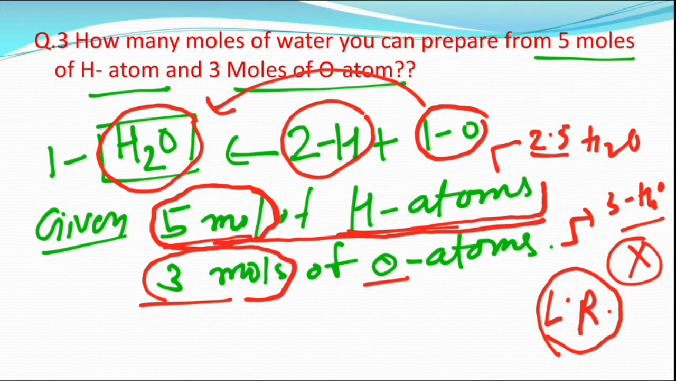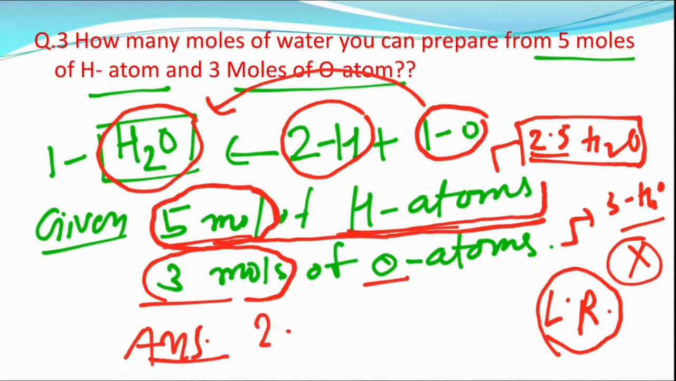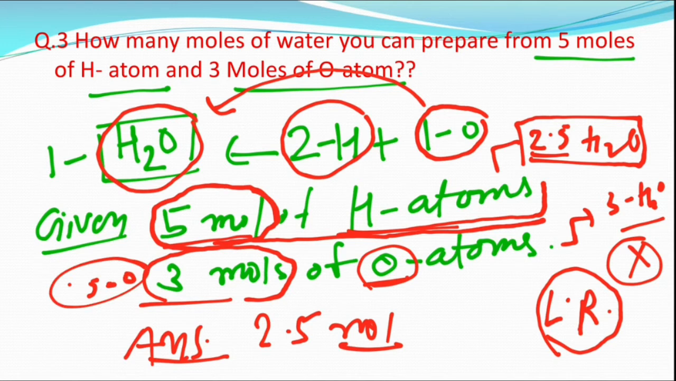Okay, so 5 moles of hydrogen atoms will give 2.5 moles of water. So the answer is 2.5 moles, and 2.5 moles of oxygen will also be used. Then 0.5 mole of oxygen atoms will be in excess, or unused. I hope you got it. In any question, if you have any doubt or anything which you do not understand, you can ask.